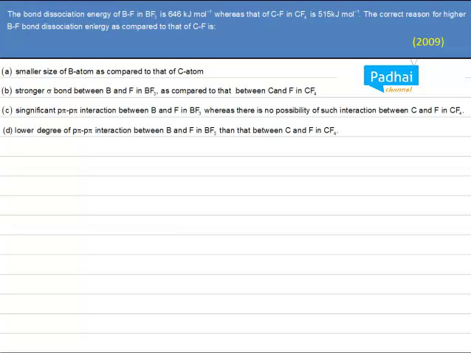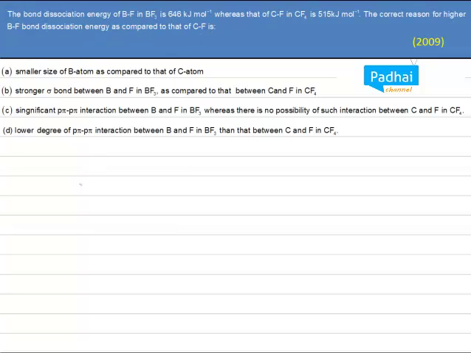The bond dissociation energy of B-F in BF3 is 646 kilojoule per mole, whereas that of C-F in CF4 is 515. What is the correct reason for higher B-F bond dissociation energy as compared to that of C-F?